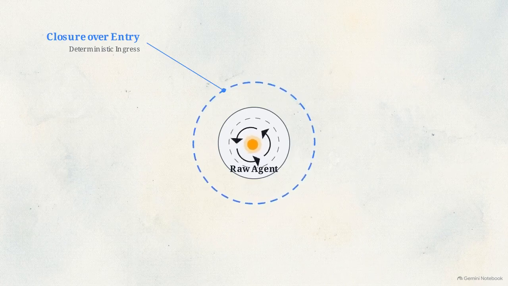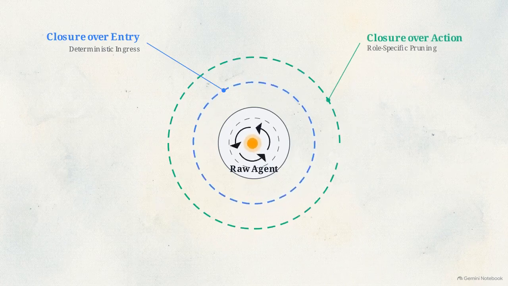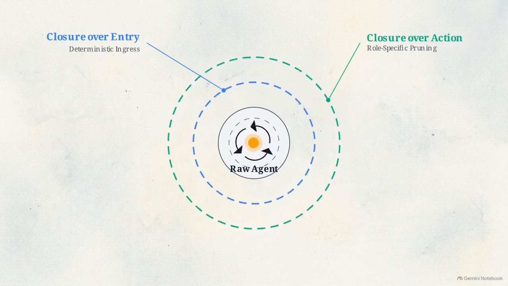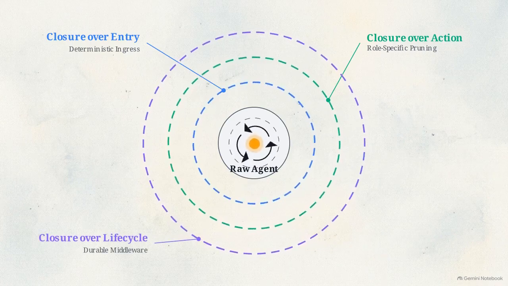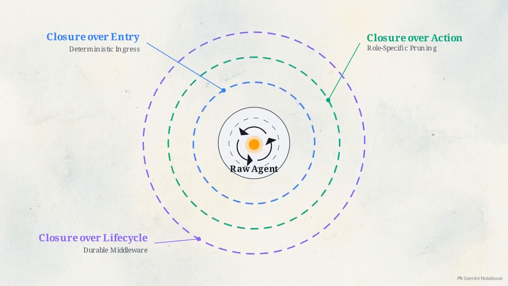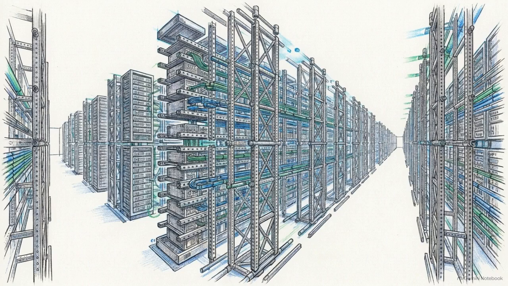To function at scale, an automated system must enforce three strict boundaries: closure over entry to control how tasks begin, closure over action to restrict tool use, and closure over lifecycle to ensure tasks finish visibly. Achieving this reliability requires moving complexity out of the prompt and into the surrounding engineering infrastructure.